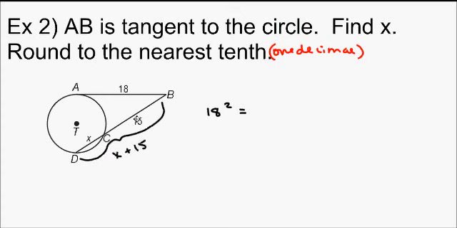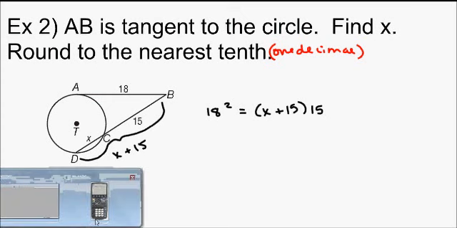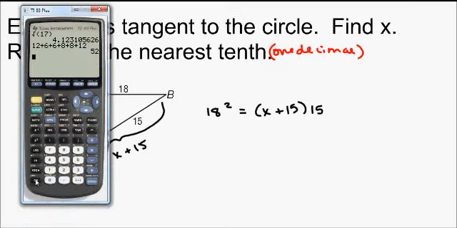So we have two parts. Add them together to get the whole thing. So x plus 15 times the external secant segment. So times 15. The first thing I need to do is figure out what 18 squared is. 18 squared is 324.